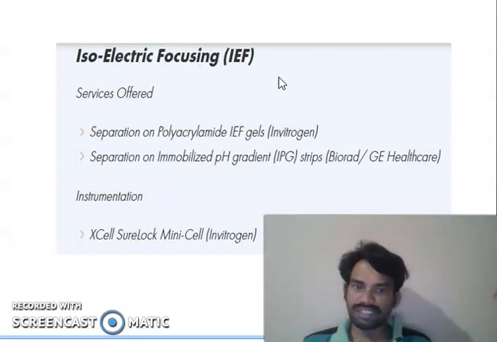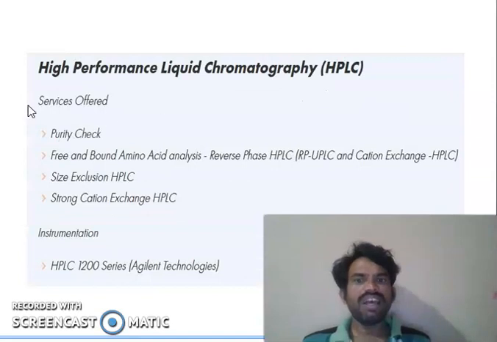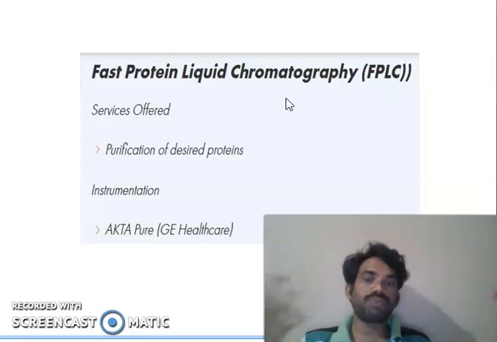This is one of the techniques the private sector and diagnostic centers are using nowadays. You can see two-dimensional gel electrophoresis, 2D. Next one, high performance liquid chromatography, HPLC. They are using it for purity checking. And the next one is fast protein liquid chromatography, FPLC, for the purification of dissolved protein.